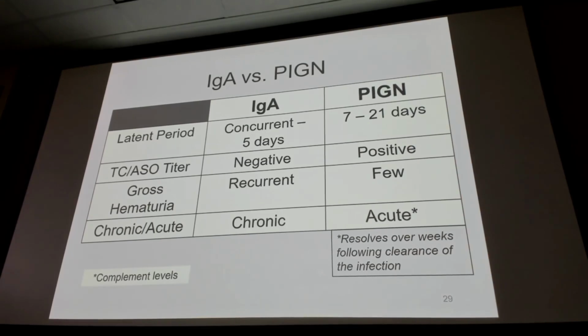And know which one has more instances of gross hematuria. All right. So based on your interpretation of this slide, which one has more instances of gross hematuria? IgA. IgA. Right.